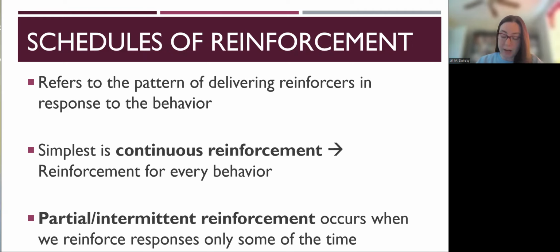But if I'm only providing reinforcement some of the time, they didn't know which response was going to result in the candy, or they knew that it was going to be 10 responses before they get the candy. So it takes a lot longer for them to realize that it's not working, that they're not earning that reinforcer. So intermittent reinforcement schedules are much more resistant to extinction. They're harder to break and harder to get rid of.